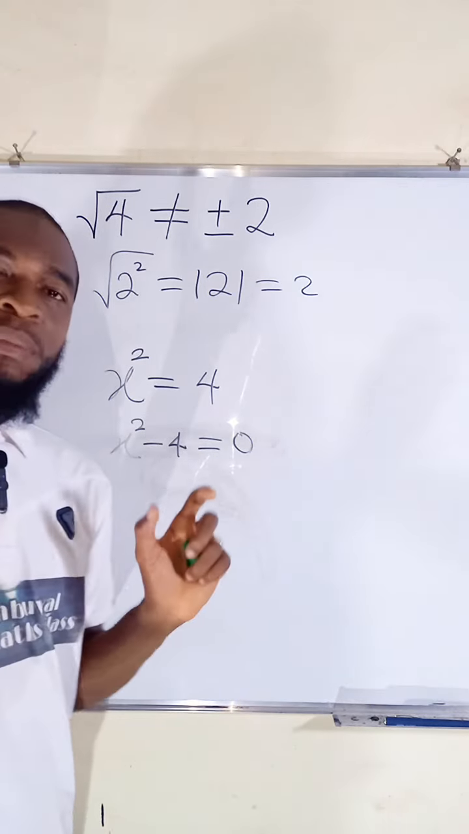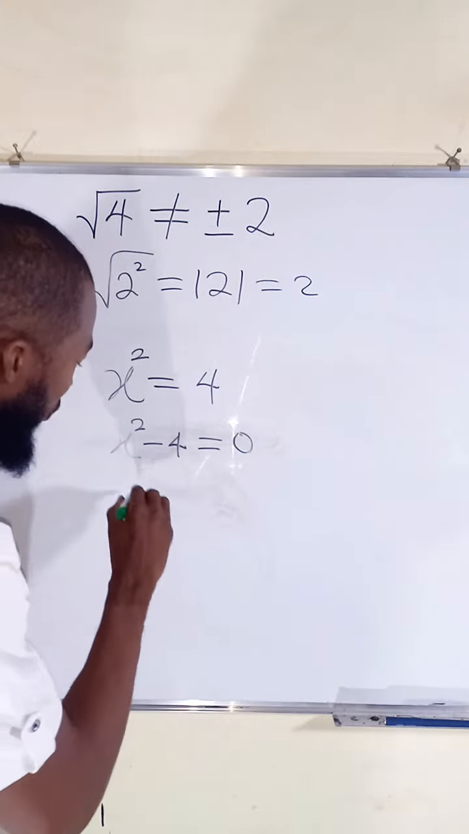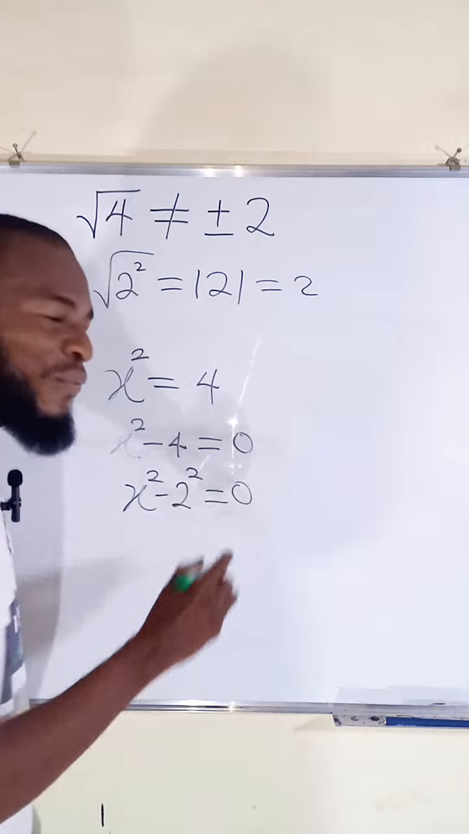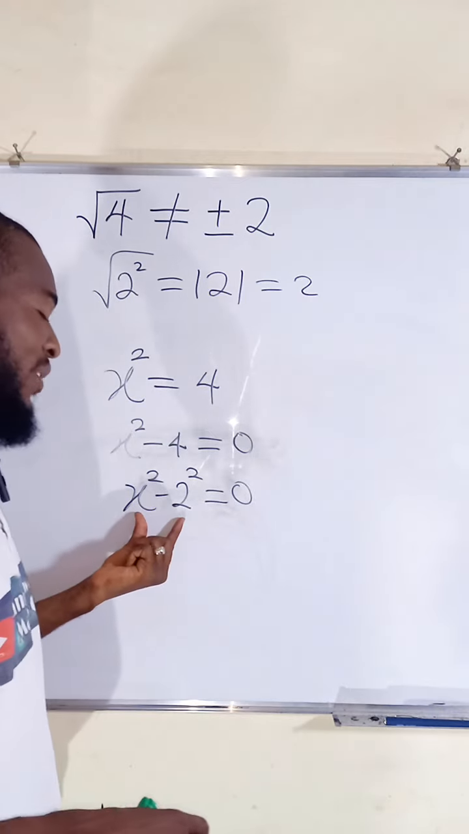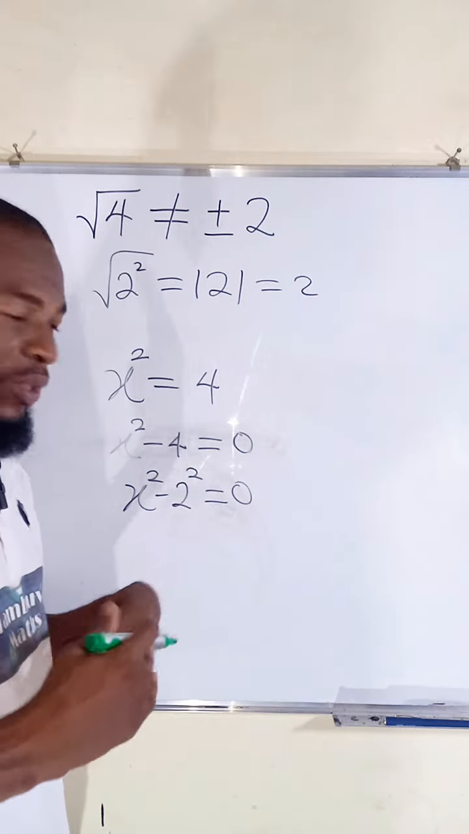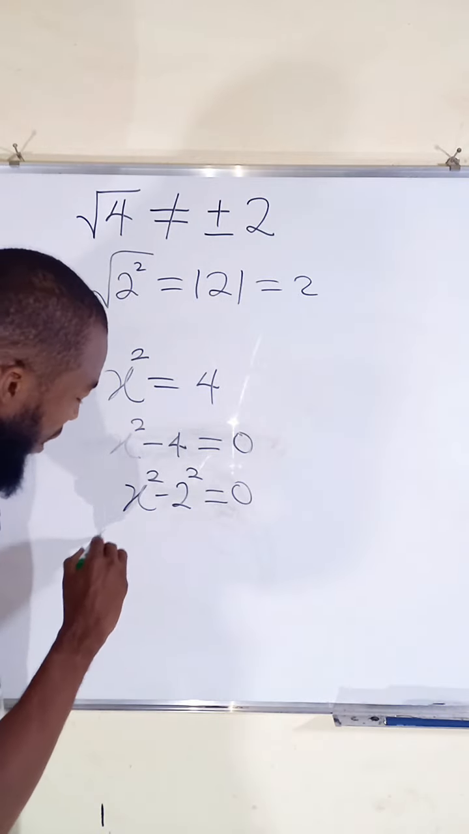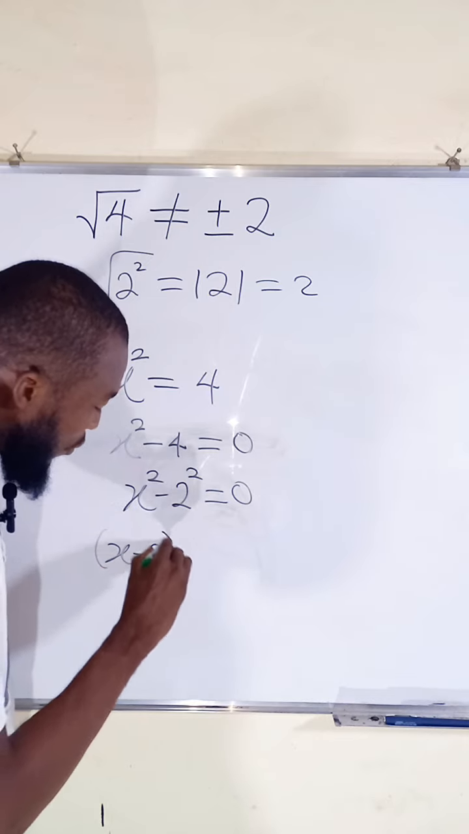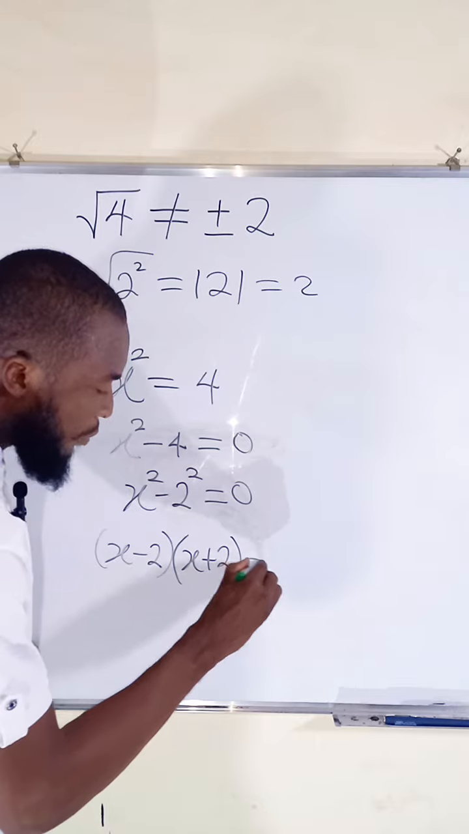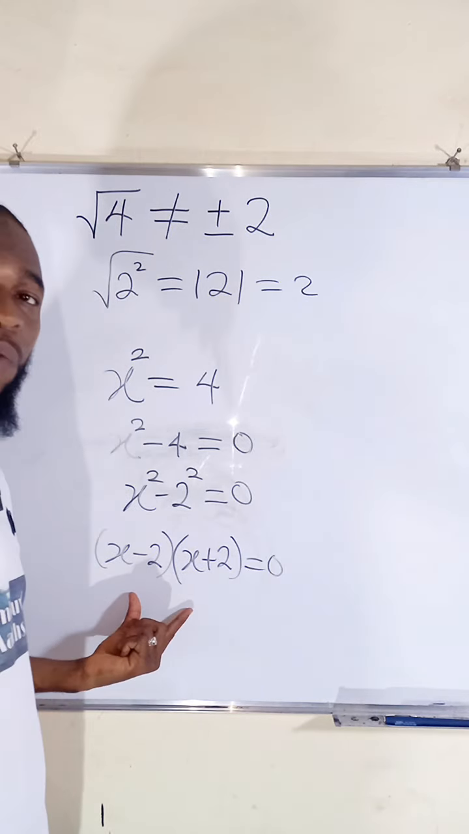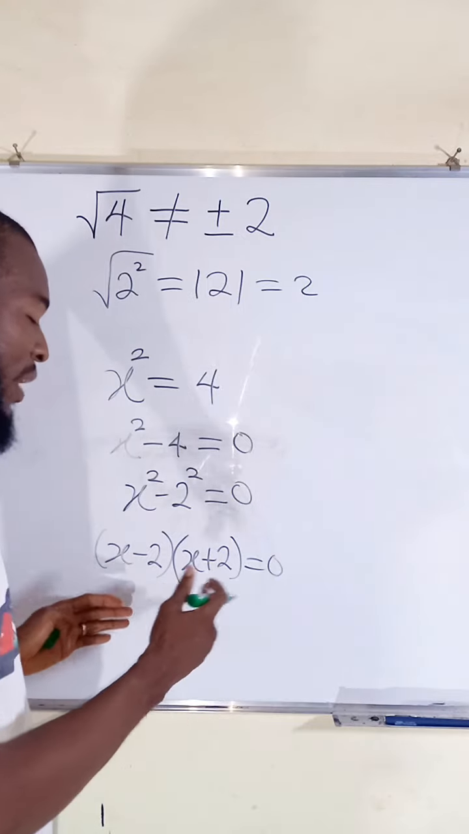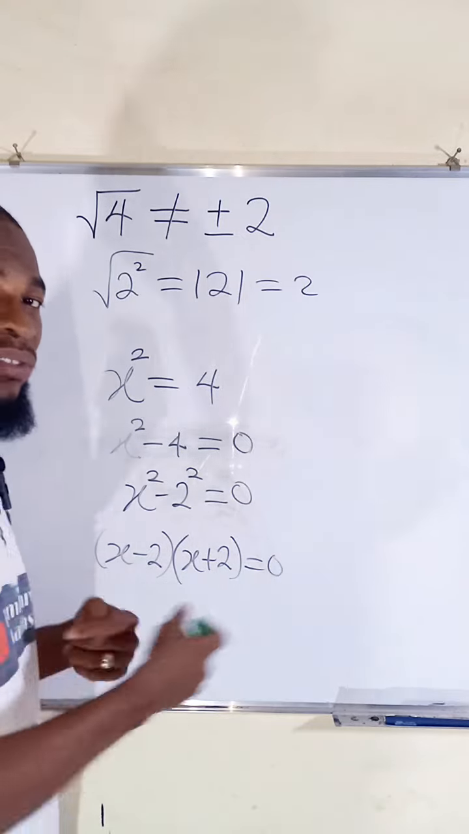But remember that 4 can be written as 2 to the power of 2, so we have x squared minus 2 to the power of 2, which is just difference of 2 squares. If we have difference of 2 squares, this is a square, this is also a square, with a minus in between them, we can always factorize them as x minus 2 multiplied by x plus 2. So these are what we call factors in a quadratic equation, right? And they are factors because they are multiplying each other and the result is 0.